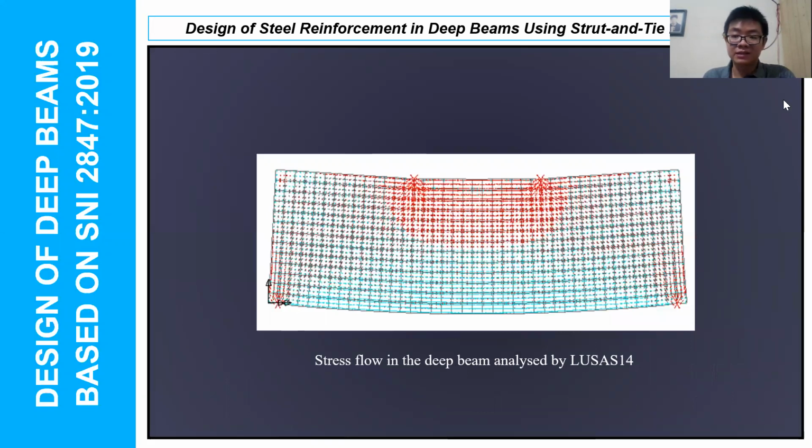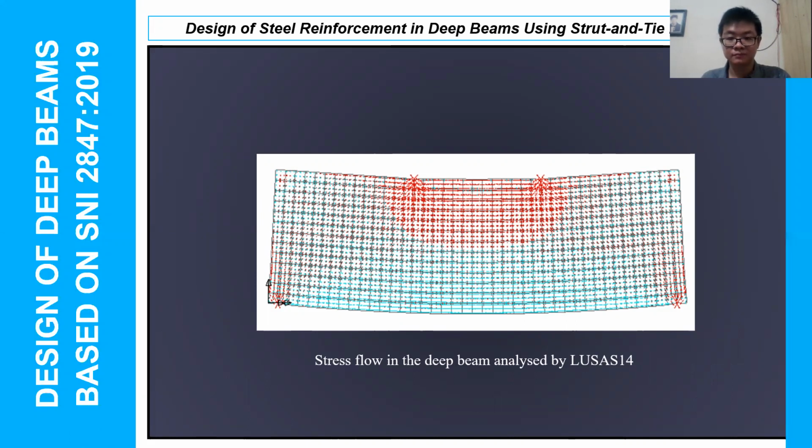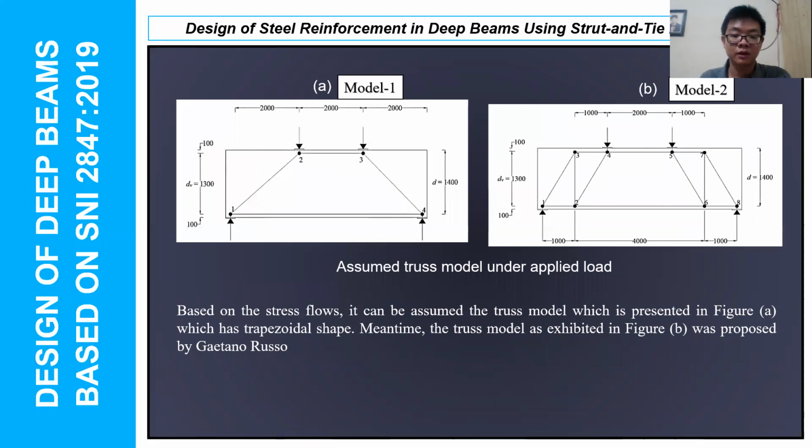Before we start on predicting the Strut-and-Tie model, we need to know the stress flow of the deep beam. So we analyze it first by using LUSAS 14, and here is the result of the analysis. From the stress flow, we can assume the truss model under the applied load in model 1, and the second model, which is figure B, was proposed by a previous researcher.